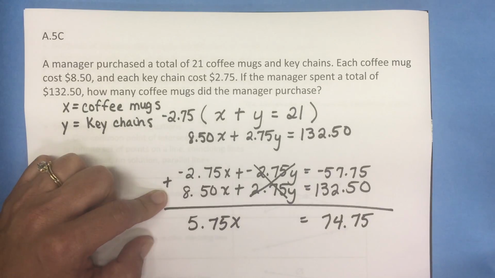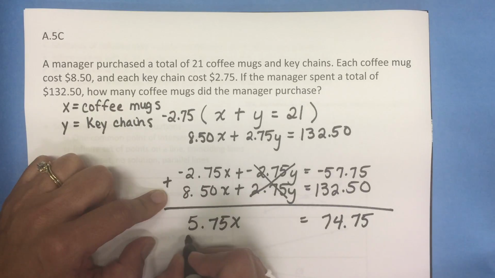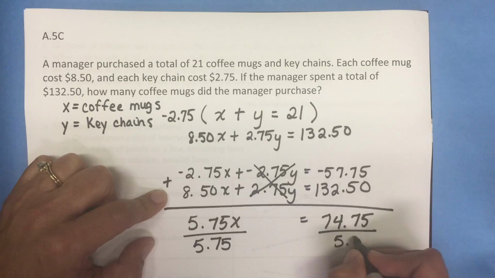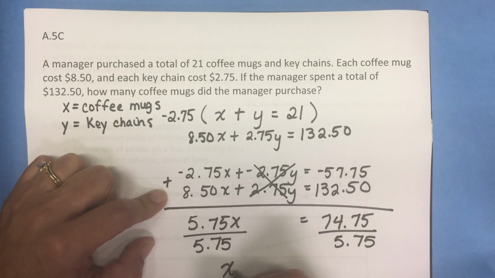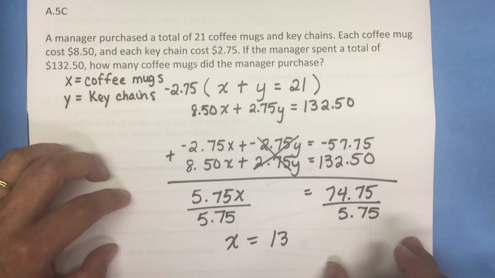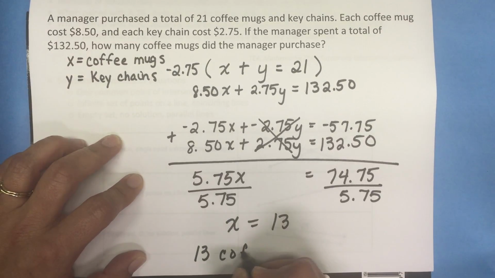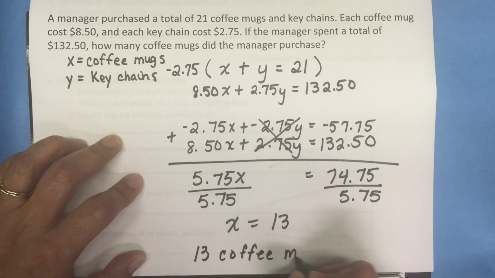We still need to isolate the x, so we're going to do the opposite of multiplying by 5.75, which is to divide both sides of the equation by 5.75, and that'll give us x equals 13. So how many coffee mugs were purchased? 13 coffee mugs.